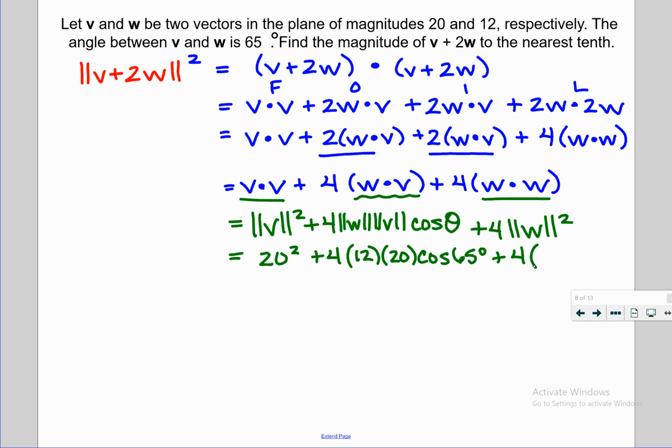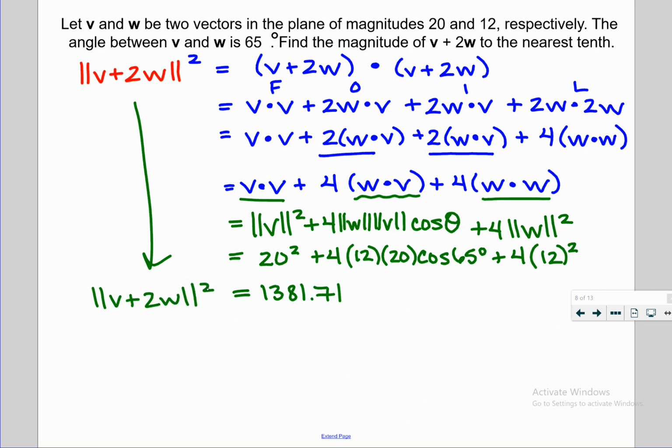Plus 4 times the magnitude of w is, what was that one, 12? Squared. And now you just type the whole thing in your calculator. All right, so 20 squared plus 4 times 12 times 20 cosine 65, plus 4 times 12 squared. I get 1381.71. Okay, remember, that is the magnitude of v plus 2w squared.